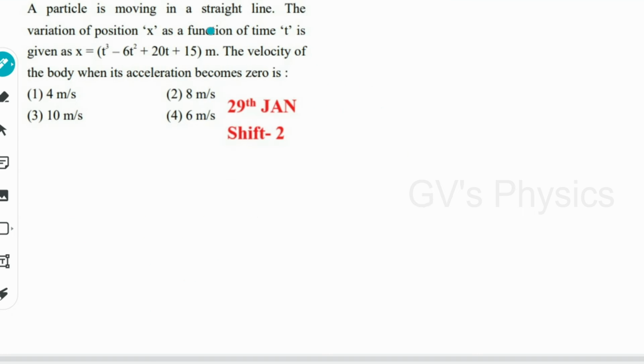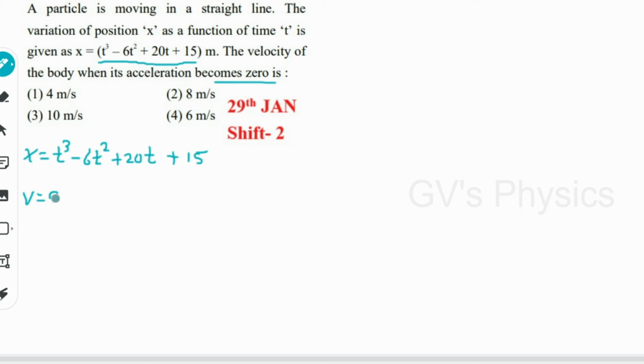Next one: a particle is moving in a straight line. The variation of position x as a function of time is given by the equation. They have given the equation for position, and we need the velocity of the body when the acceleration becomes 0. So first we'll take the equation for position, which is x is equal to t cube minus 6t square plus 20t plus 15.